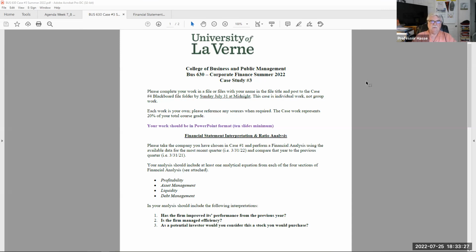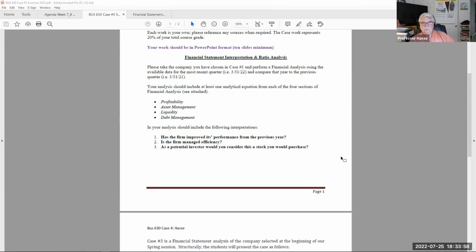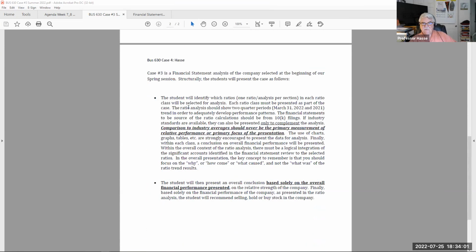Case number one was about understanding the credit and the risk analysis of a company. And you're going to be doing that same company in case number three, doing a financial statement ratio analysis as of two dates: the quarter ending March 31, 22, and the quarter ending March 31, 21. And you are to select one equation from each one of those four that I just mentioned. Then your analysis should be to compare the 2 years and interpret what that information tells you. If you want to include industry average in your analysis, that is fine.